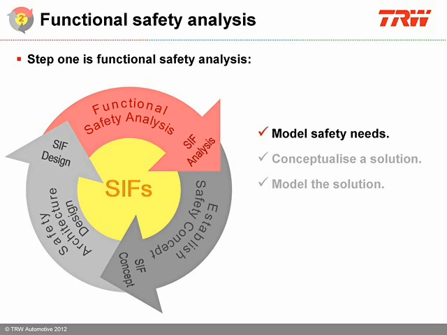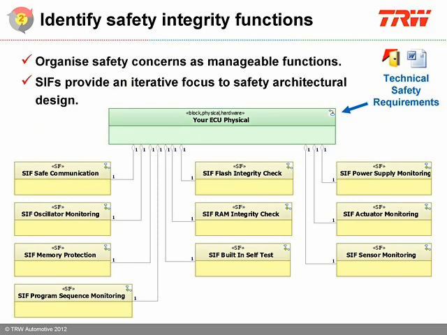The first step of safety architecture design is functional safety analysis, which models the safety needs of the ECU. First, the safety integrity functions, or SIFs as we call them, need to be defined. SIFs are logical groupings of the ECU's technical safety requirements, oriented around similar subject matter or functions. They provide a convenient and logical way to organize the safety architecture work products. SIFs might cover safety concerns such as memory protection, safe communication, or power supply monitoring.